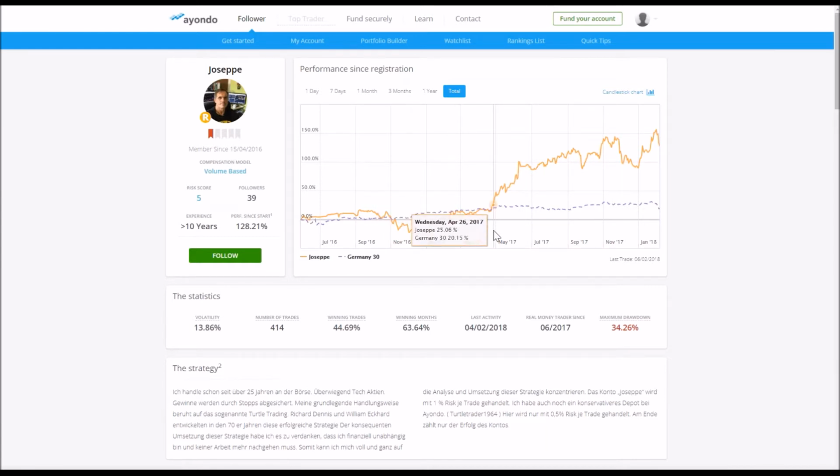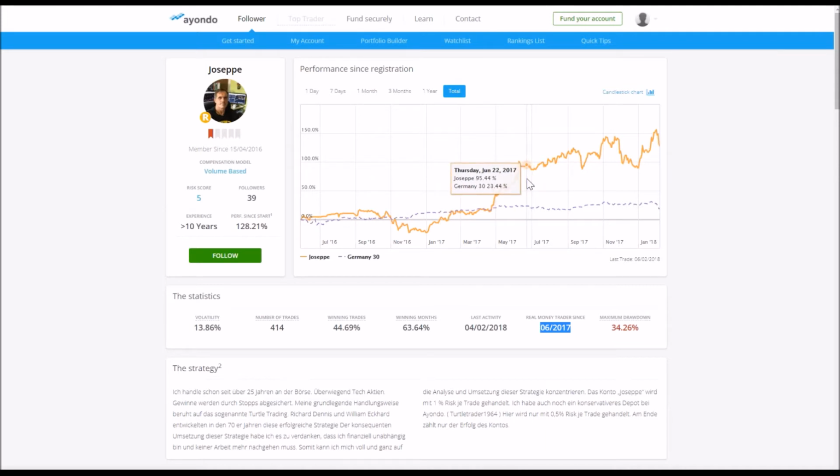Down here, there's a really important bit of information. This person is a real money trader, but only a real money trader since June 2017. So even though they've been on the platform since April 2016, it was more than a year later when they started trading with real money. To be honest, it's done all right since then.